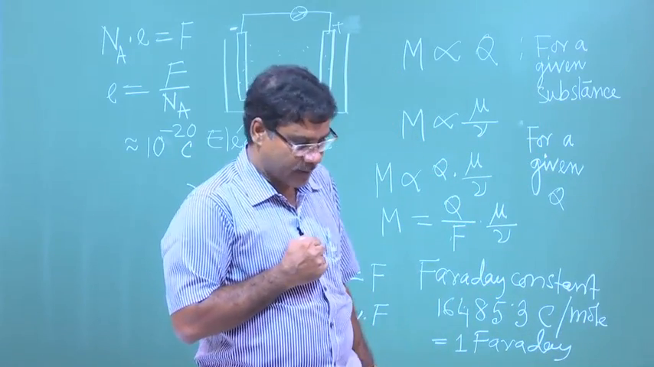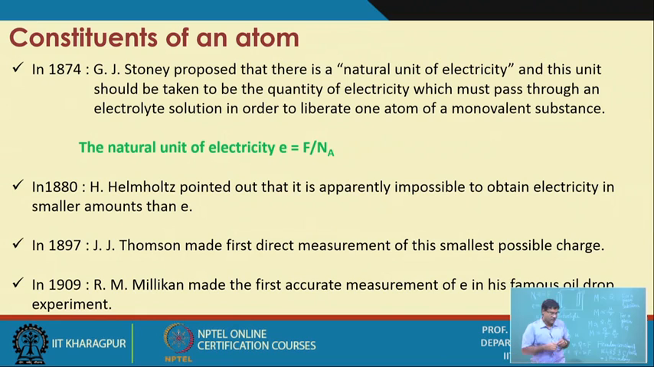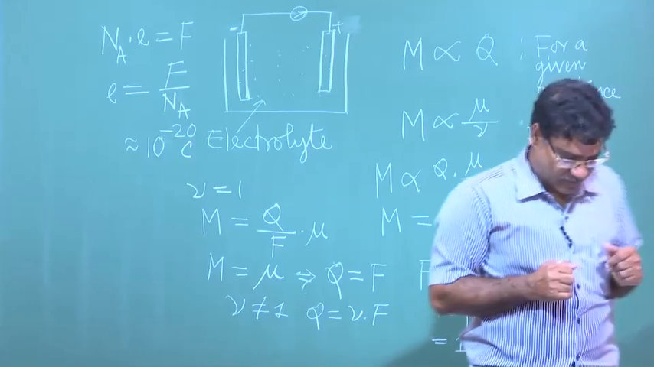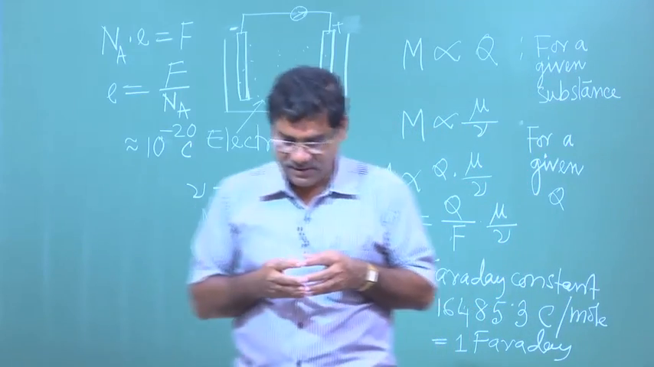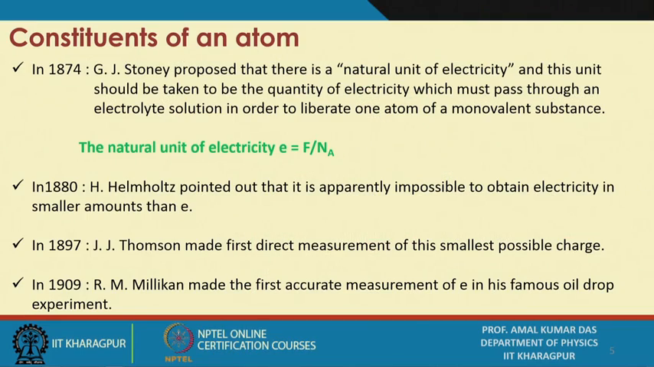So, then in 1880, Helmholtz pointed out that it is apparently impossible to obtain electricity in smaller amounts than E. So, that means that is the smallest unit of charge. We cannot get a smaller value than this. So, that was a prediction or hypothesis or assumption.